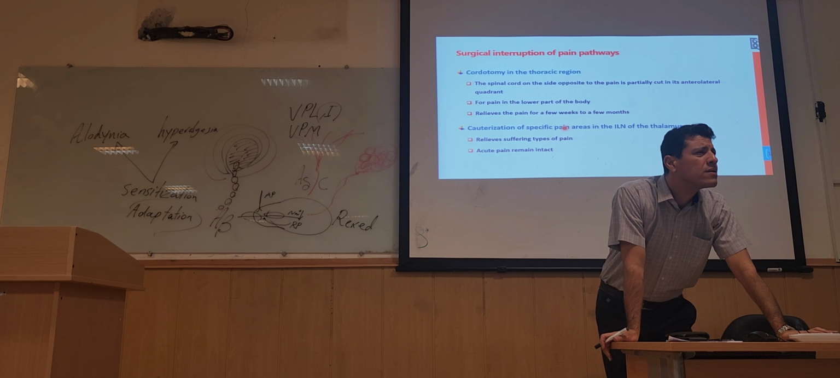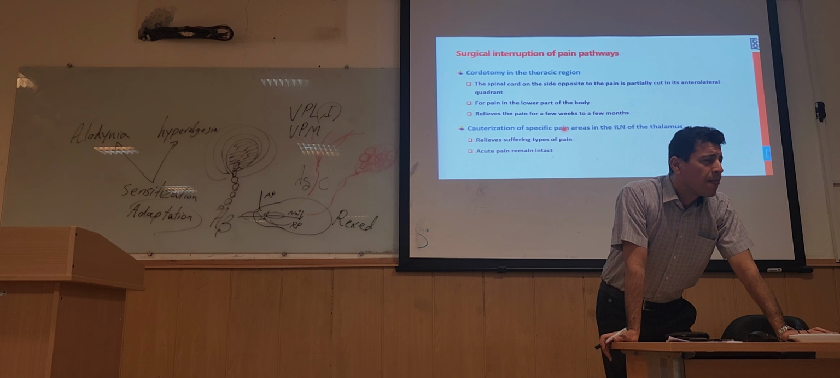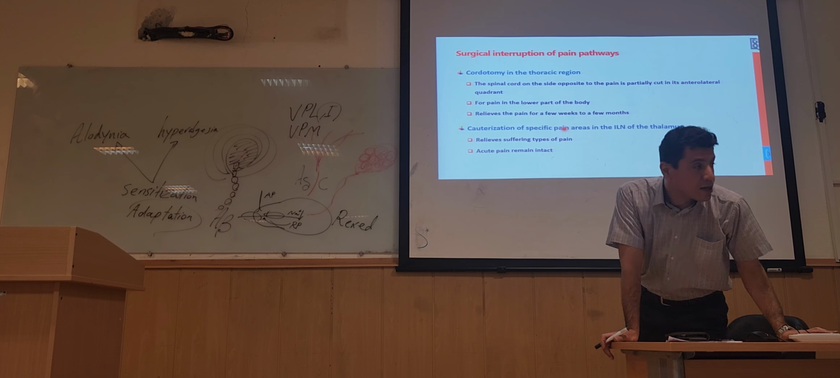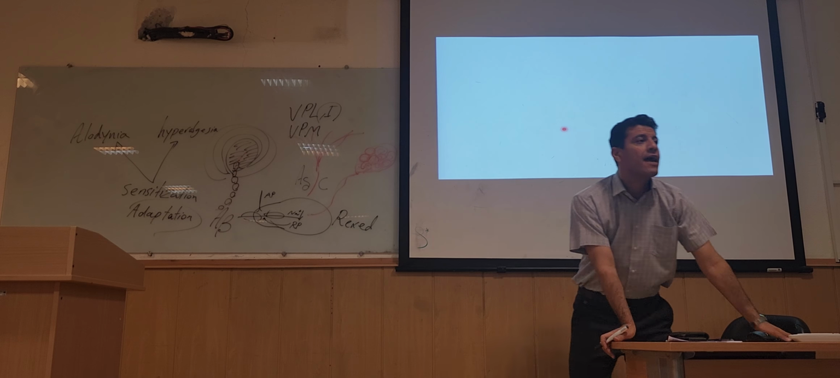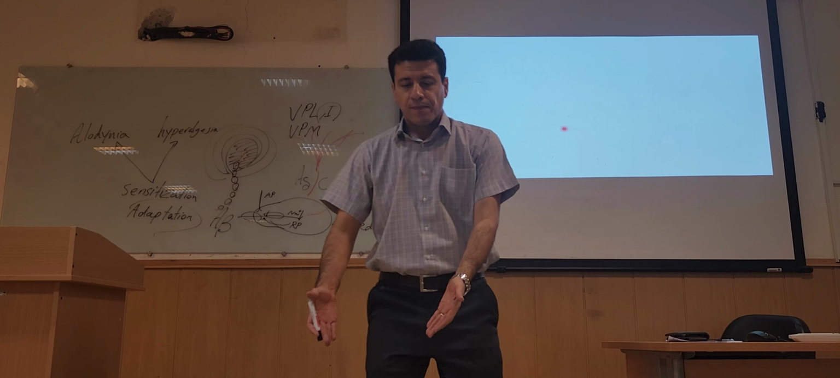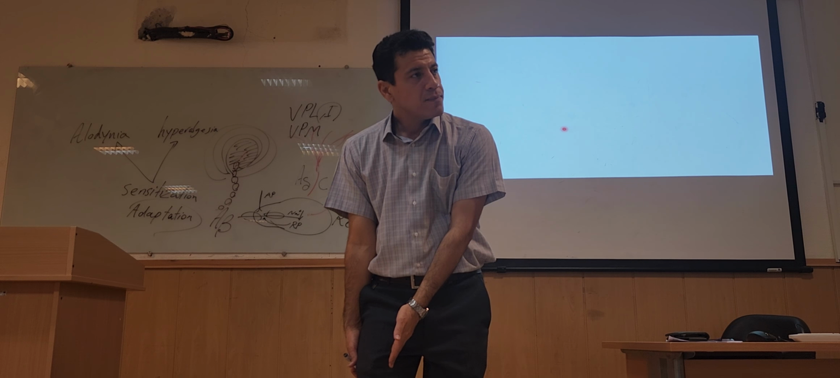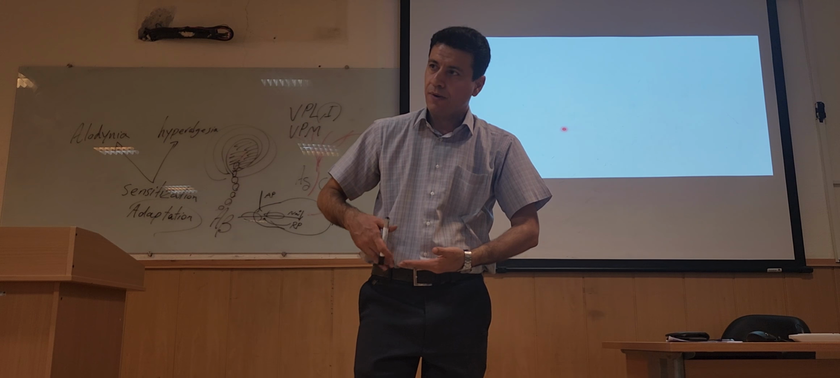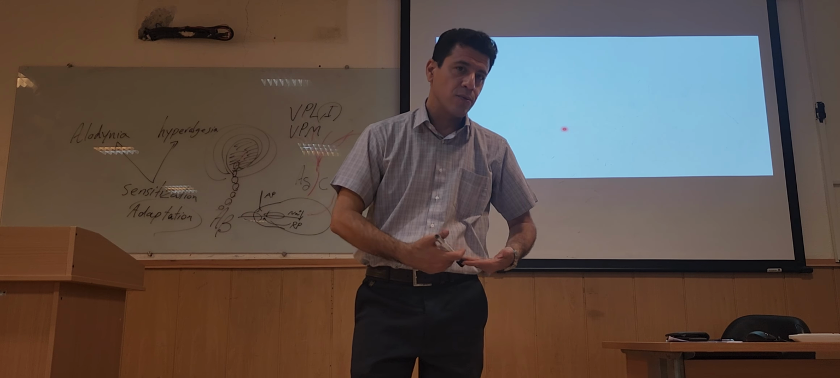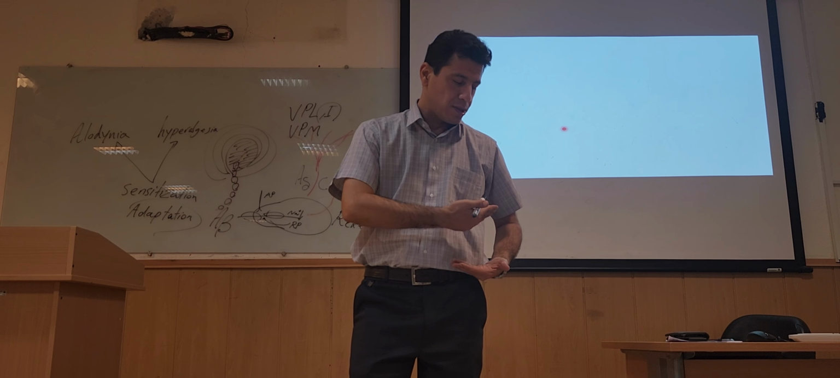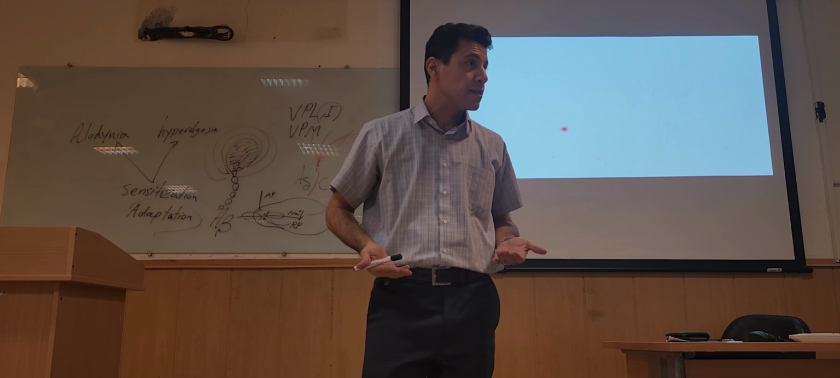And in cordotomy, we should destroy the opposite lateral side. Why? Because the pathway crosses. So if the cancer is in the right leg, pain signals come to the spinal cord and cross to the left side. The second order neuron goes to the opposite side and then goes up. So you cut the opposite side.